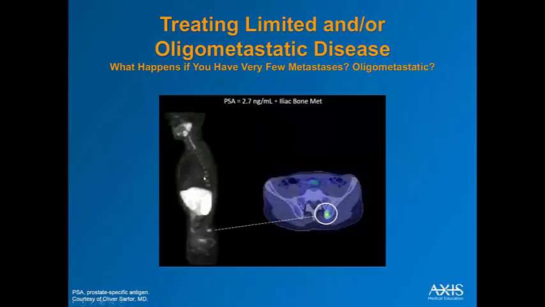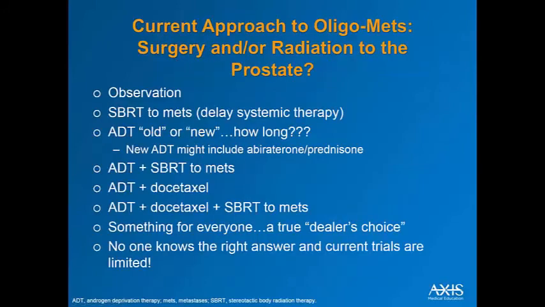Now, next we'd like to look at the issue of oligometastatic disease. So this is the person who might have only one metastasis. Here you've got an individual with an iliac bone met, PSA 2.7, nothing else showing on the scans. What do we do for this type of patient? And there's a lot of discussion.